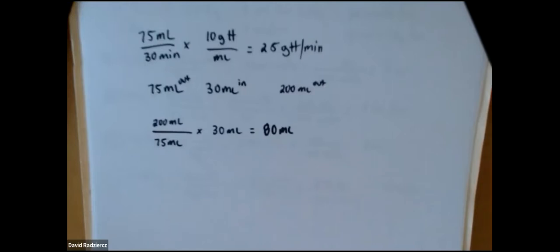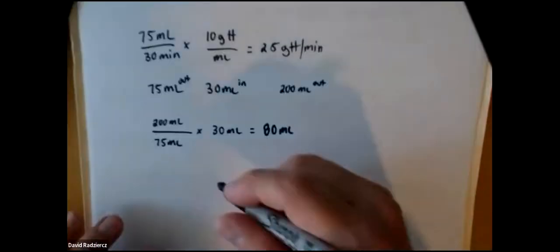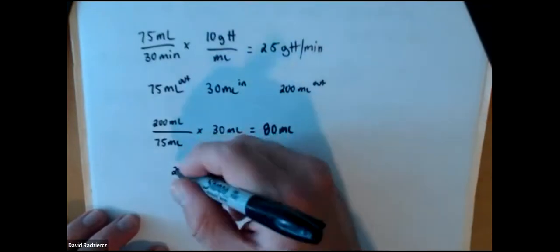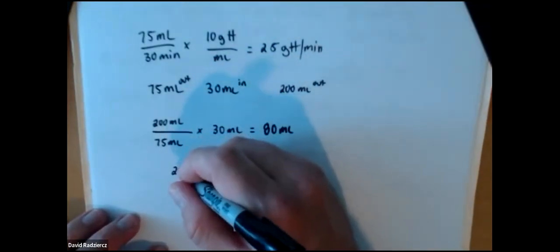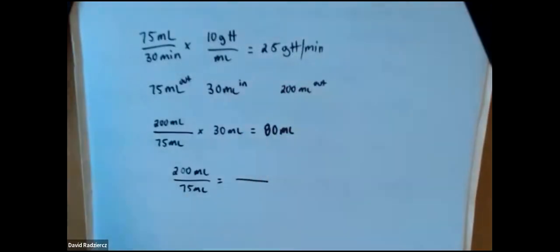Did that help at all? I do it with the dosage, the mLs at the top like you did, but I put the 30 mL at the bottom to cross. I put the 200 over top and 75 at the bottom, and then I did a 1/30. That's okay, but you don't want to do a 1/30.